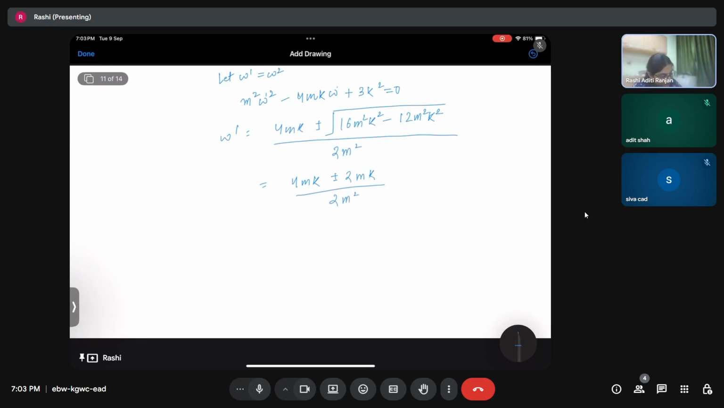So we'll have omega dash 1 is going to be 4 plus 2, 6, 6 divided by 2 is 3, k by m, and omega dash 2 is k by m. So omega 1 is under root 3k by m. We are considering only the positive values because frequency cannot be negative.